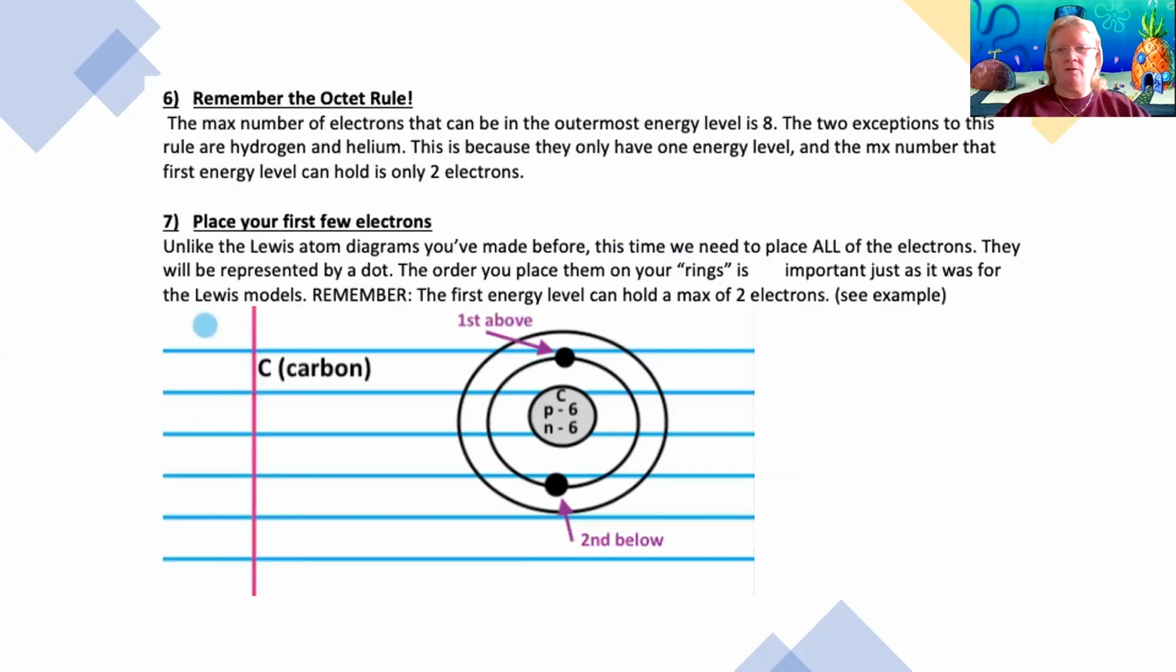We have to remember the octet rule, just like we did for the Lewis diagrams. You have to make sure that the first level has 2. And then every level after that has 8 as a max. So I'm going to place my first few electrons, and the rule is, just like in Lewis, you go above. Well, actually, Lewis is a little different. So we did Lewis, and we only did the outer electrons, the ones in the outermost energy level. So if it only started with 1 energy level, it would have 2. But we're worried about all. We want to do all of the.